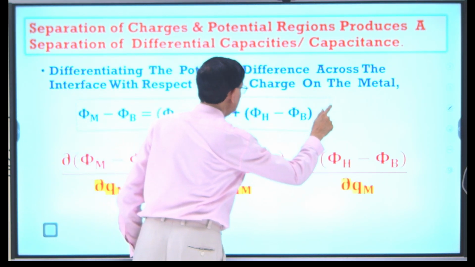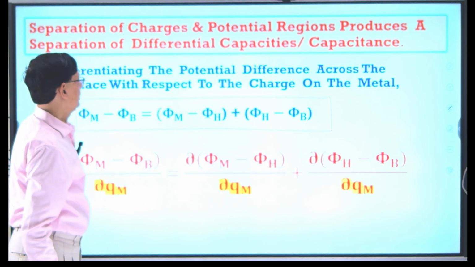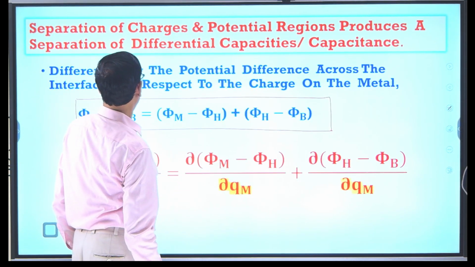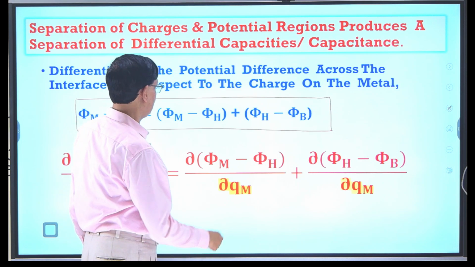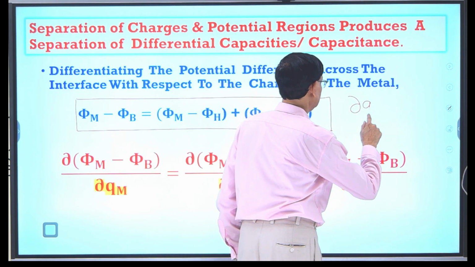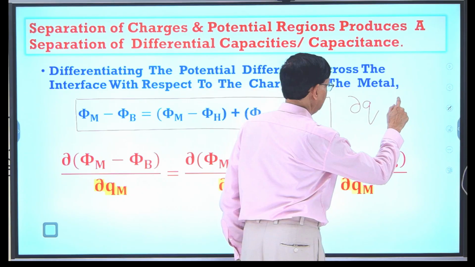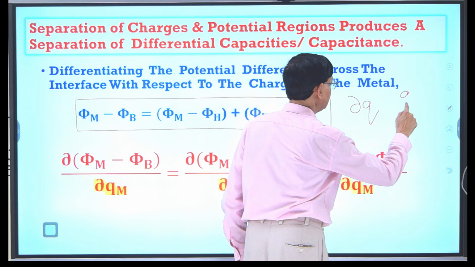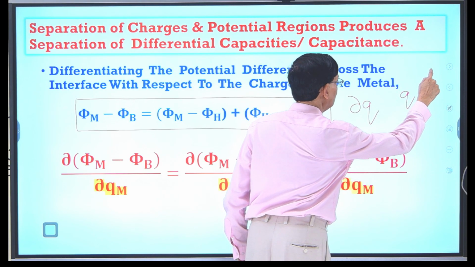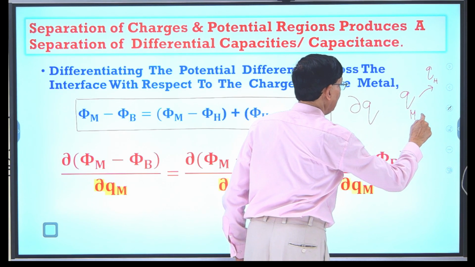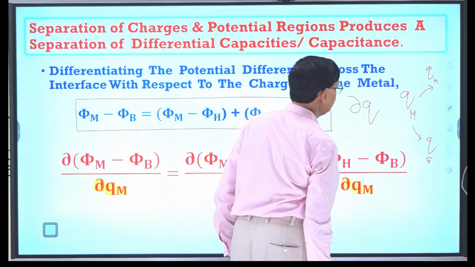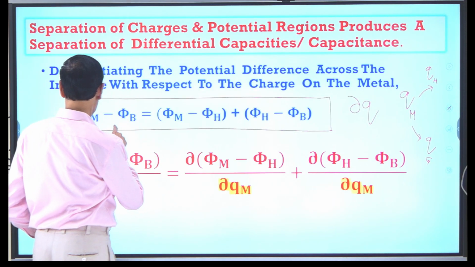Total inner potential changes. So if I differentiate it with respect to charge on the metal, that is important. Q is the charge on the metal. So there are two, Q of H and Q of G, Gauss and Chapman. If I differentiate it, it is very simple.